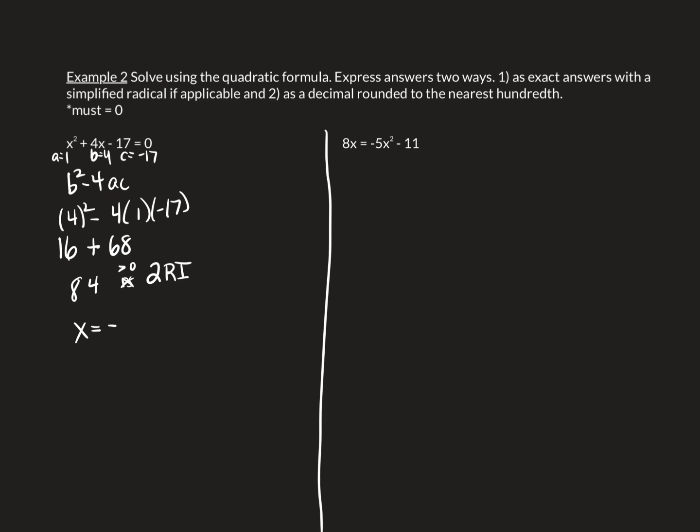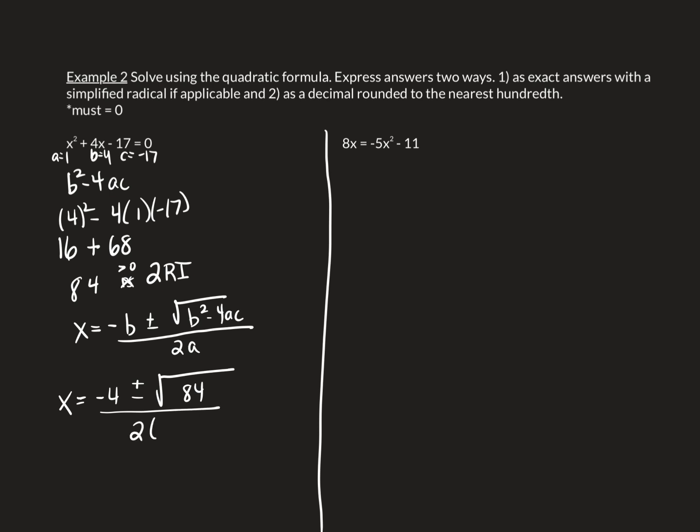X equals negative b plus or minus the square root of b squared minus 4ac all over 2a. And let's fill it in. X equals negative 4 plus or minus the square root of b squared minus 4ac, which is 84, all over 2a, and a is 1. Okay, I'm going to think about 84 just for a minute because 84 has a perfect square in it.